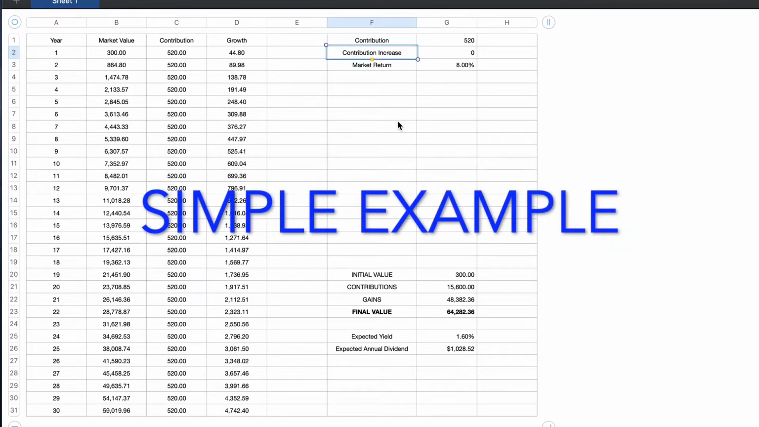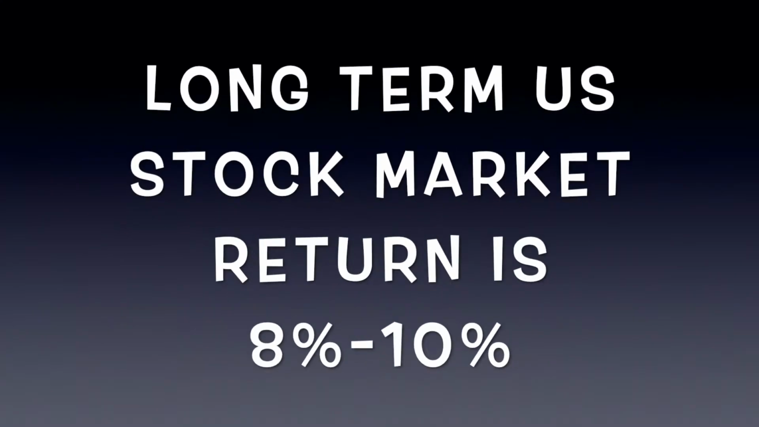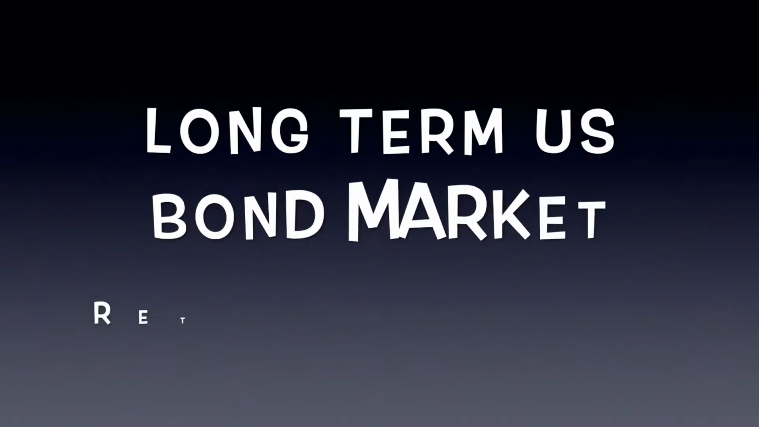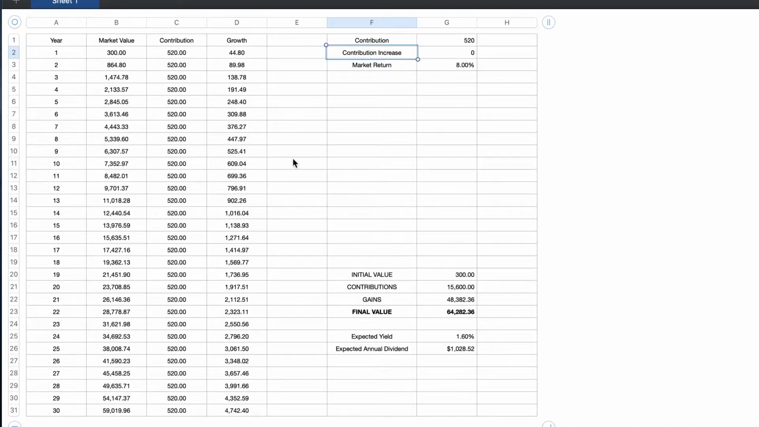One of the most popular investing approaches is a 60-40 blend of US stocks and US bonds. The long-term US stock market return is between 8 and 10% per year, depending on the time period you analyze. And the long-term US bond market return is between 4 and 6%, also per year, depending on the time period. If your timeline is 30 years like mine here, it is fair to assume you would achieve a 6 to 8% per year return over that period. Therefore, you can use a 7% return for your forecast, or 6% if you want to be conservative, or 8% if you want to be a little bit more aggressive.